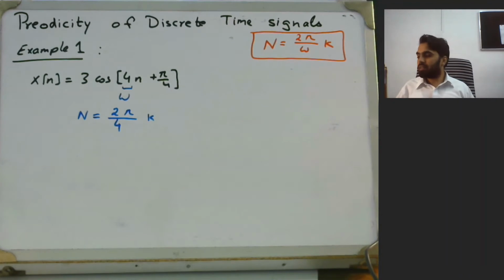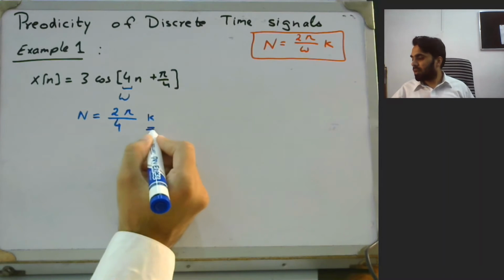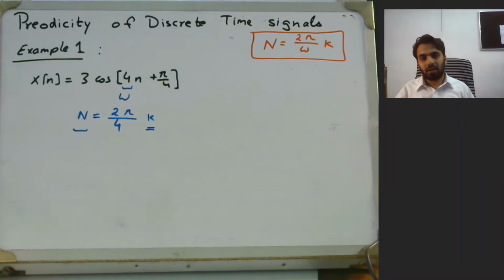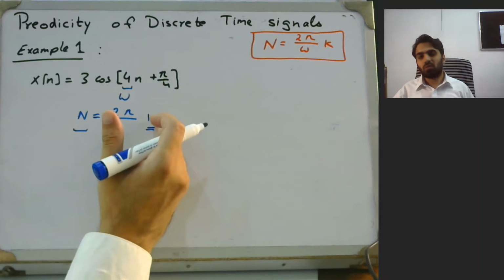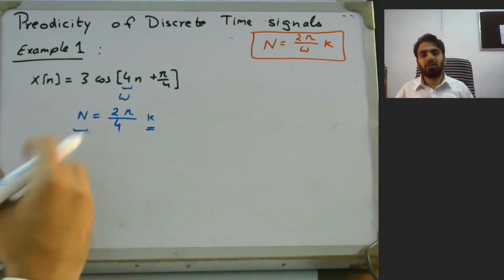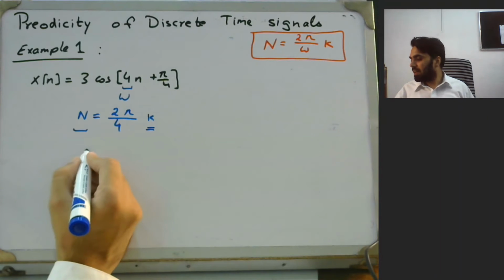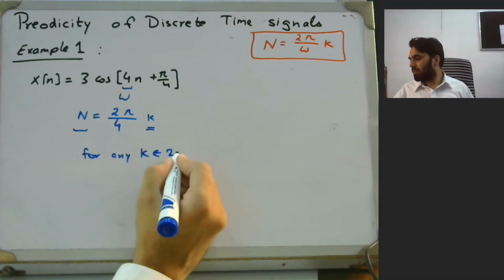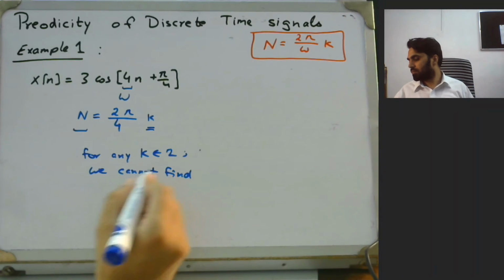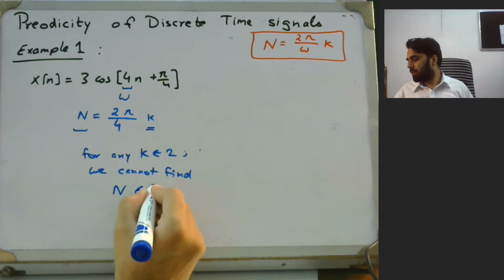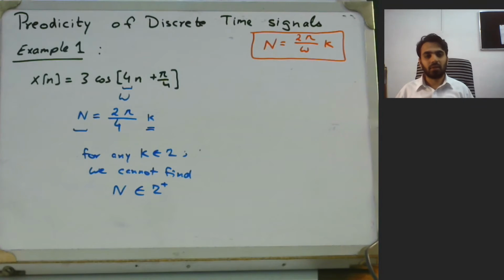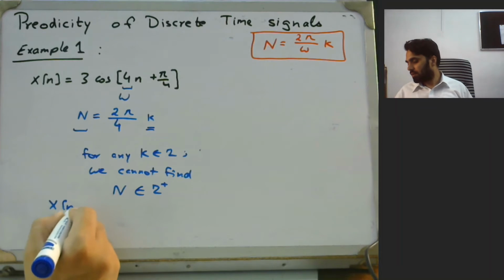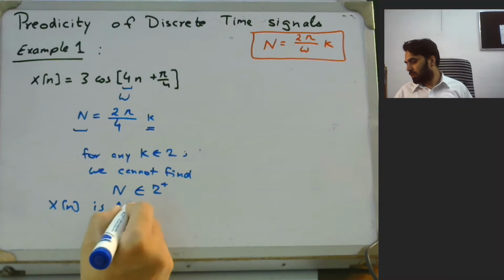So we can notice that for any value of k, when k is an integer, we cannot find an N that would be an integer. That is, if you set k equal to 4, this will become 2 pi, which is not an integer value. So for any k which belongs to an integer value, we cannot find N such that it belongs to an integer value. So if this is the case, this means that x of n is not periodic.